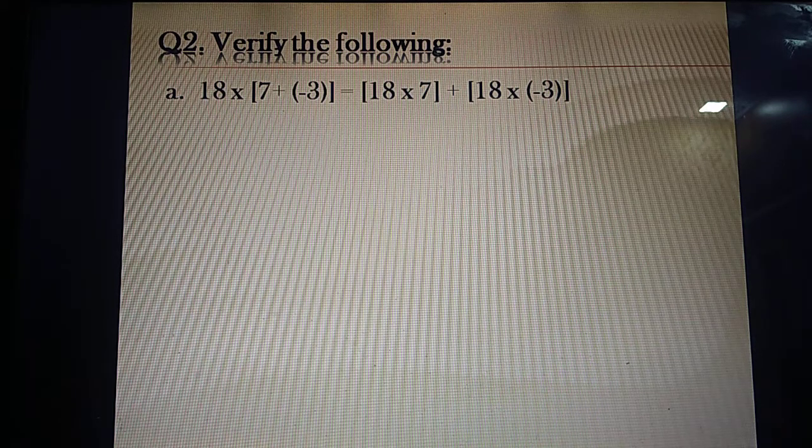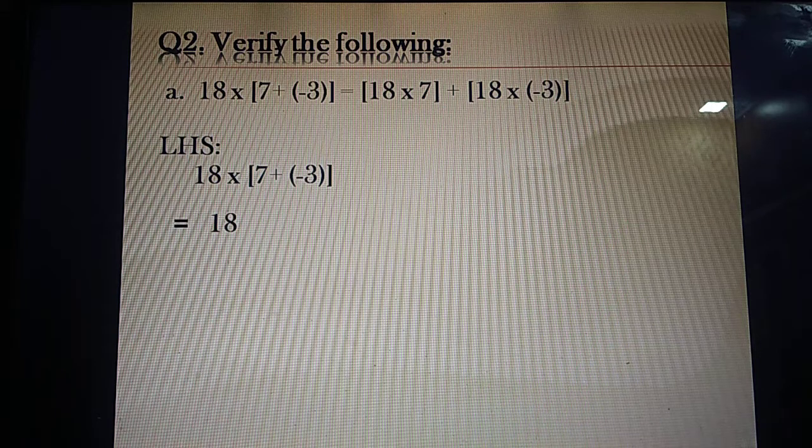If after solving, your left hand side is not equal to right hand side, it means something is wrong in your calculation. Now moving to the first part, that is the left hand side. While solving the left hand side, first you will solve the bracket. It's 7 plus of minus 3. One is positive, one is negative, different sign. While adding integers, we will subtract them. So 7 minus 3, you will get 4. Now when you further multiply them, you will get 72 as the answer.